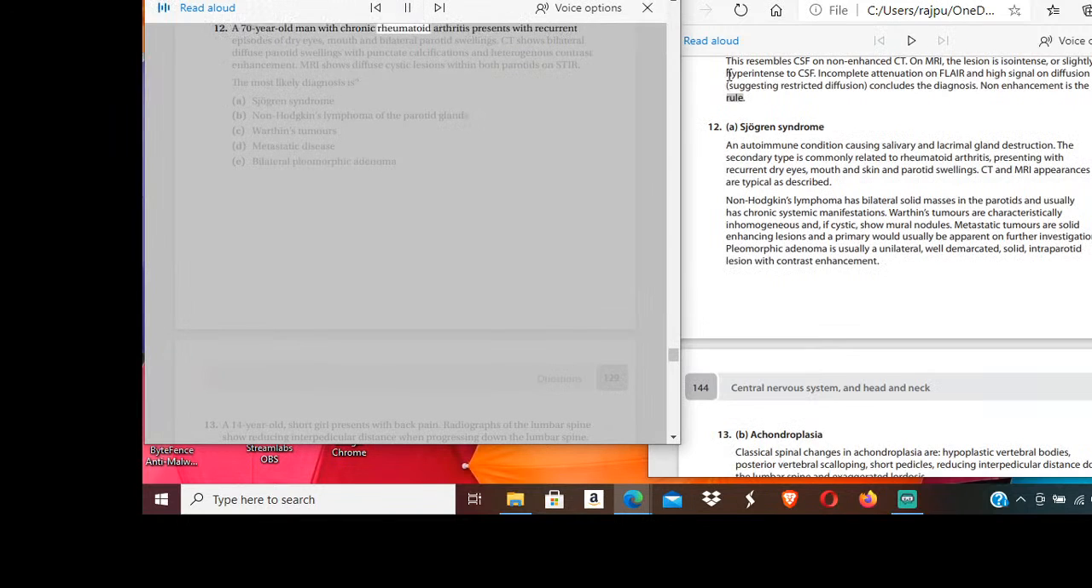12. A 70-year-old man with chronic rheumatoid arthritis presents with recurrent episodes of dry eyes, dry mouth and bilateral parotid swellings. CT shows bilateral diffuse parotid swellings with punctate calcifications and heterogeneous contrast enhancement. MRI shows diffuse cystic lesions within both parotids on STIR. The most likely diagnosis is A.